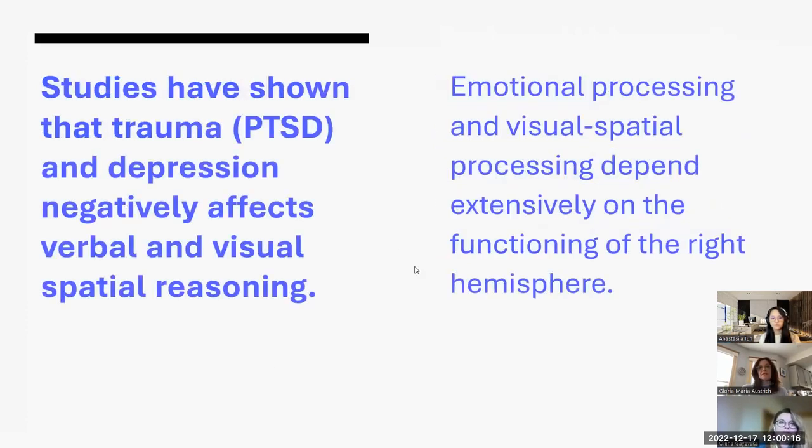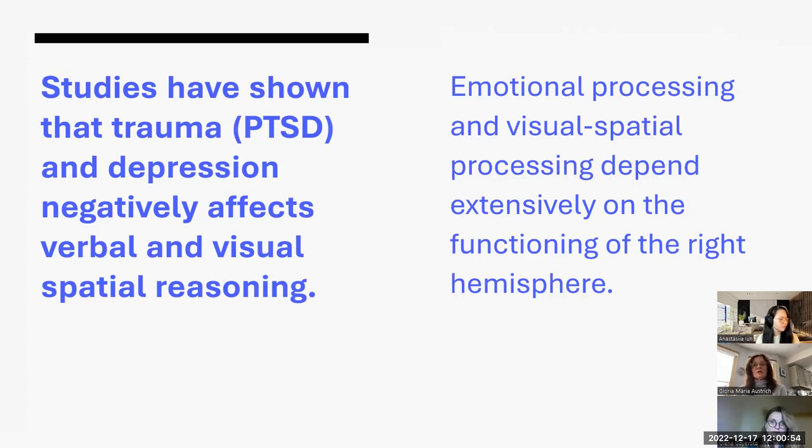So in the next couple of slides, I just wanted to encapsulate again what some of the findings have shown in terms of trauma and PTSD. I've gone into how it could affect their areas of reasoning, memory, and processing speed. But here, studies have shown that trauma, PTSD, and depression negatively affect verbal and visual spatial reasoning. So those are the ones that have been shown to decrease. And if you do the assessment, their overall IQ is then going to be down as well, because these are two indexes that are calculated into the full scale IQ.